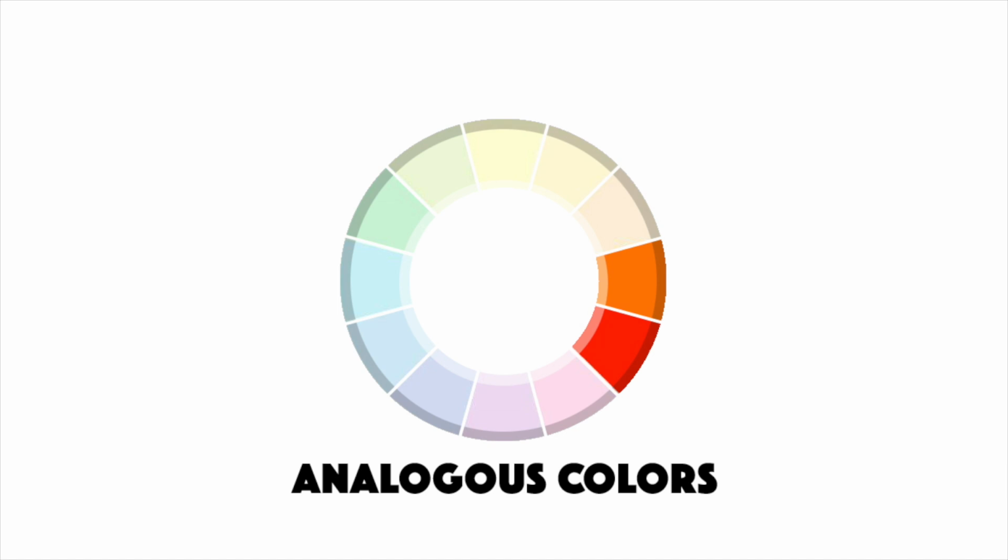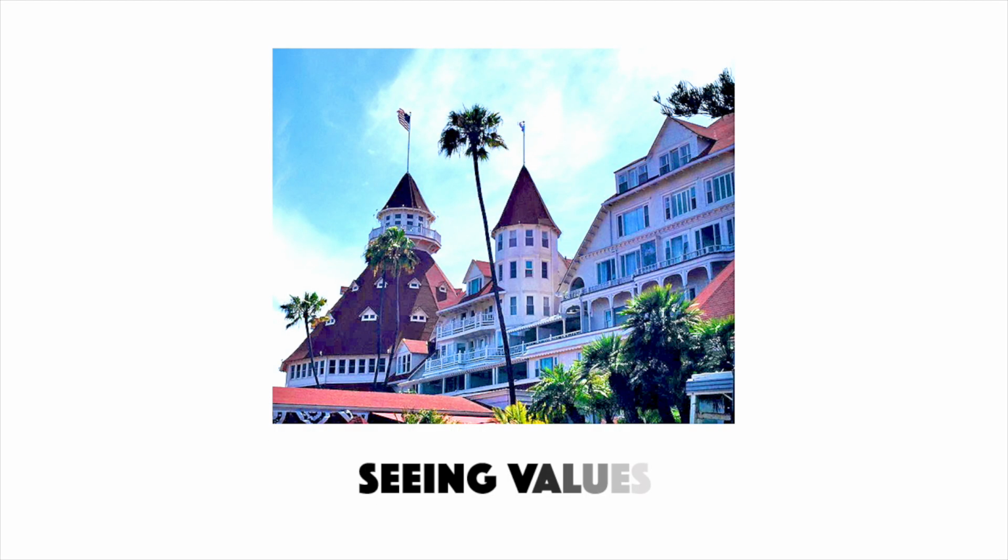What makes this scheme so useful is how easy it makes picking out colors for our work. An analogous color scheme can link 2 to 4 colors on the color wheel. Another way to use colors in a related chain is by looking at them as values, which is how we see things from light to dark.